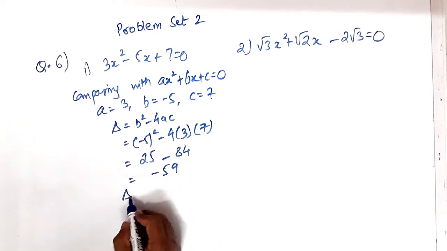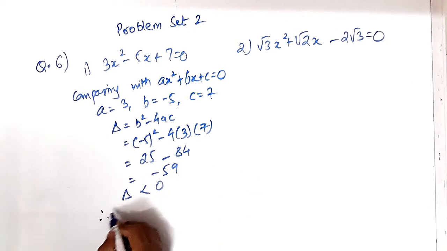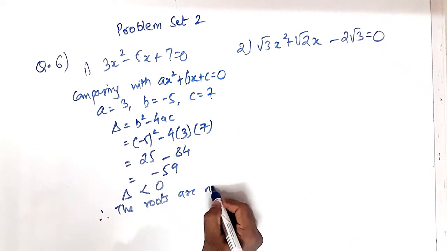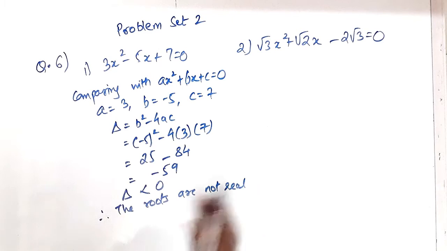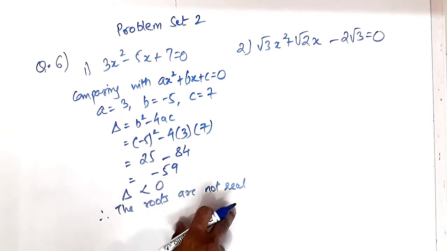So here the discriminant is less than 0. Therefore the roots are not real. This is what they have asked: whether the roots are not real, real and equal, or real and unequal.